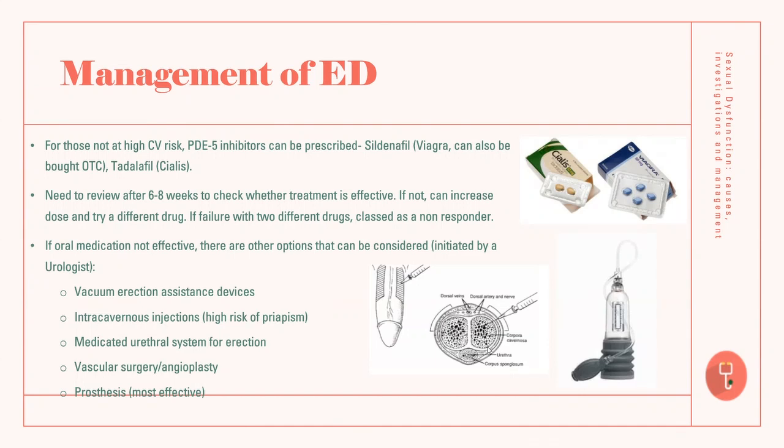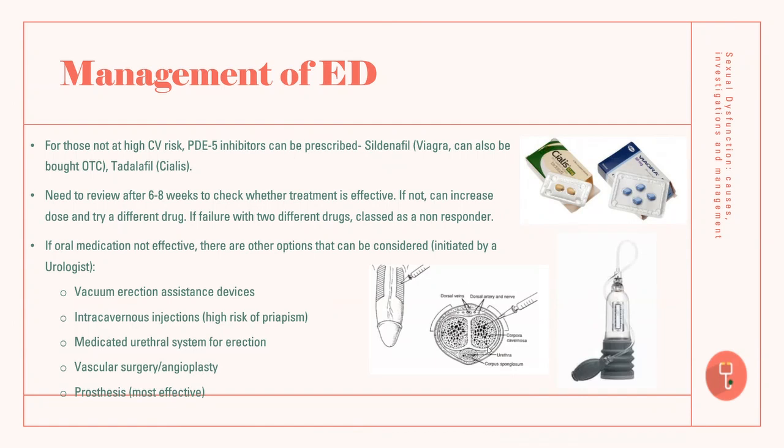Okay, so if oral medication is not effective, other options obviously would not be initiated in primary care. This would be a specialist. So we could use a vacuum assistance device, which is the picture on the bottom right-hand side, or intracavernous injections, which is the picture on the bottom left. Those do carry a high risk of priapism, like I said, which can need urgent medical treatment and can be painful. So it's really up to patients, again, what matters the most to them.